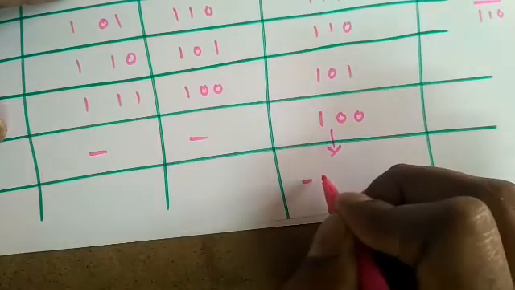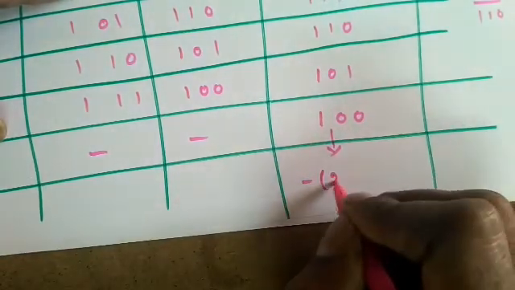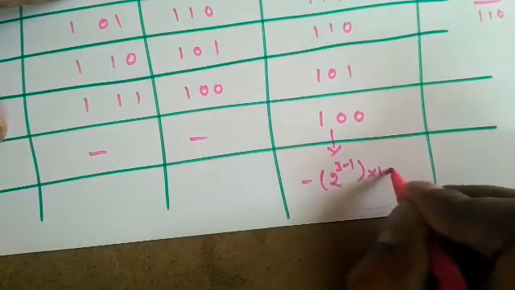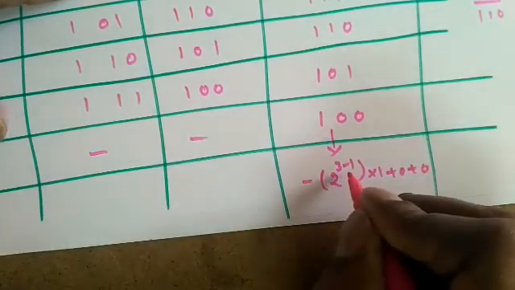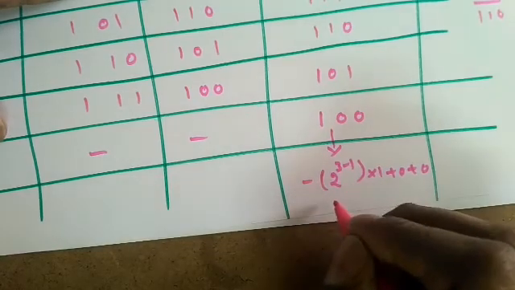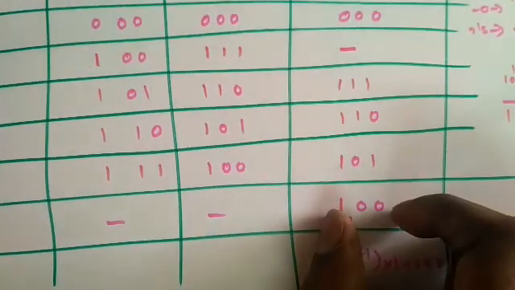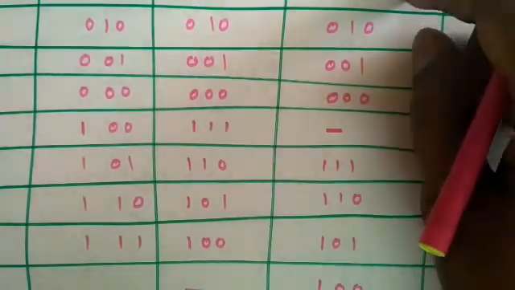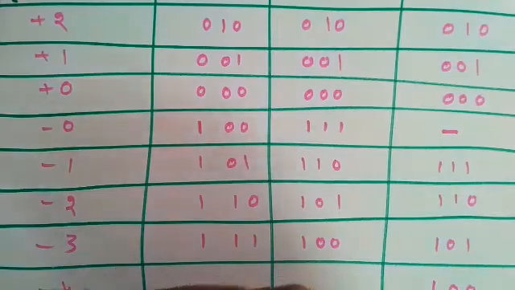If I find the equivalent decimal number for this one, I can get it easily. So if I want to find this decimal number, what is the remaining? Minus of 2 power 3 minus 1 into 1 plus 0 plus 0. So what is 3 minus 1? 2. So 2 squared means minus 4 plus 0 plus 0. So what is this? Minus 4. So minus 4 is possible in signed 2's complement with 3 bits only. So that is the advantage. We can represent more, plus 3 to minus 4, one extra, because we are not having the minus 0 in signed 2's complement. This is very, very important.